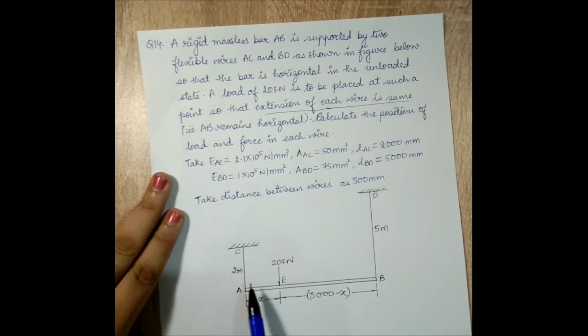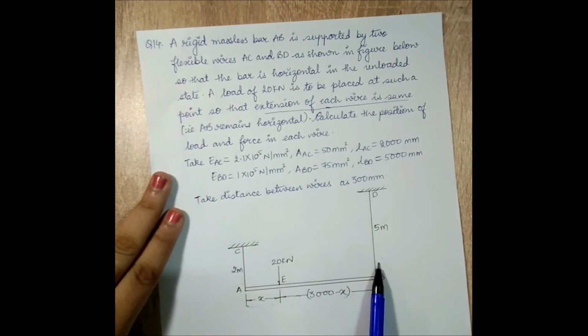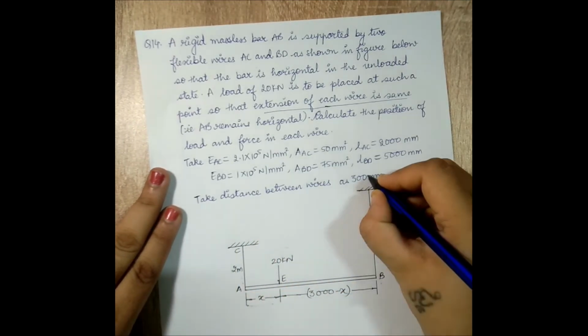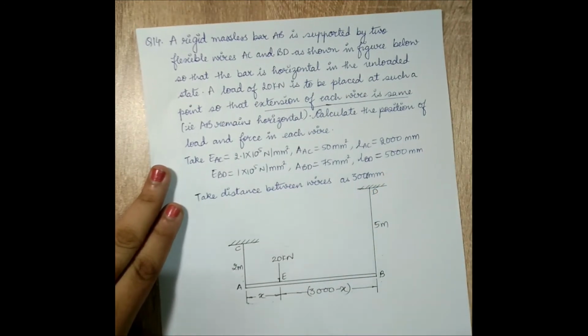The value of E of AC and BD is given. Area of AC and BD is given and length of both the wires have been given. Take distance between wires as 300 mm. There is not 300, it's 3000, as you can see in the figure, 3000.